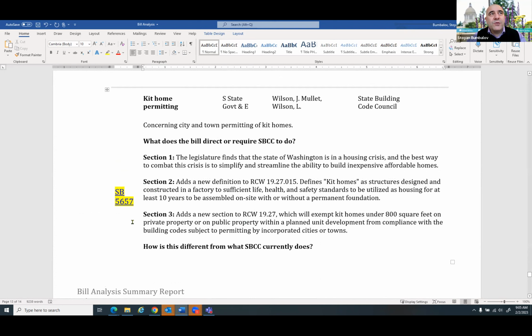And so whatever you read here, right here, this is what the bill says. Very, very simple bill. It doesn't have detailed language, doesn't say anything about LNI. It just refers to being subject to permitting by incorporated cities or towns. Which is okay, but again, if LNI is responsible for the approval and the construction of these factory built units, then it may create some issues. Yeah, agreed. Okay, thank you for that one. Any other comments or questions on that bill?